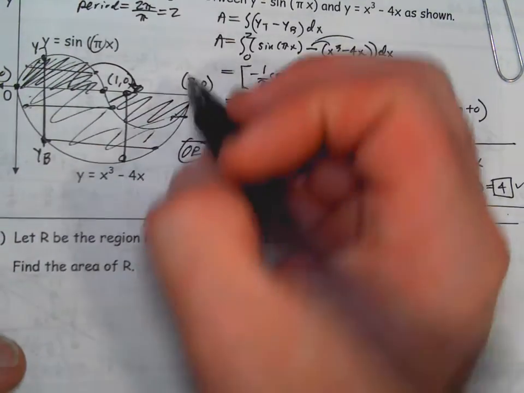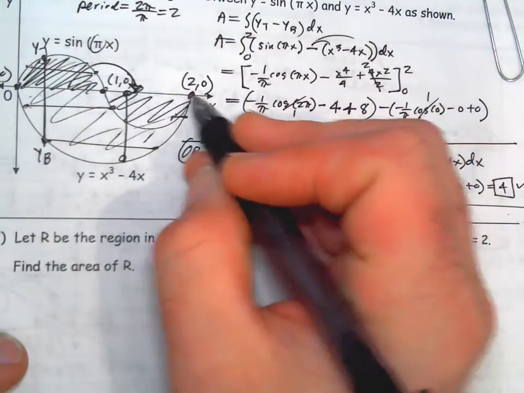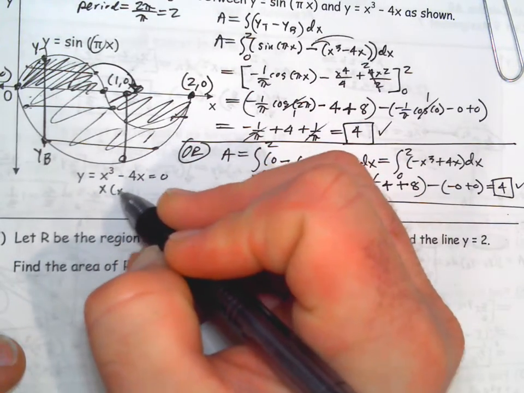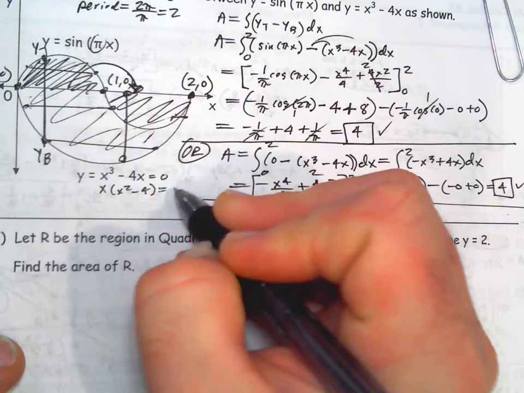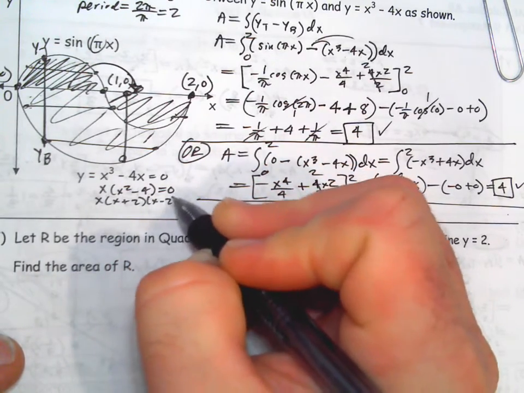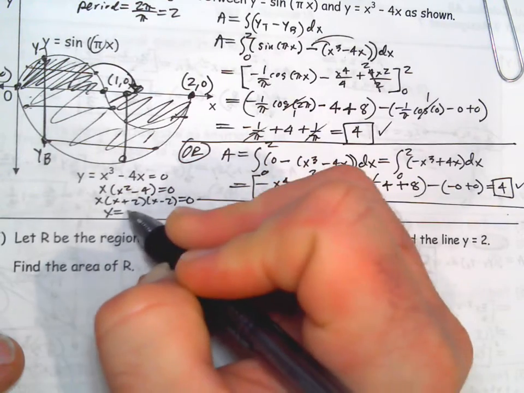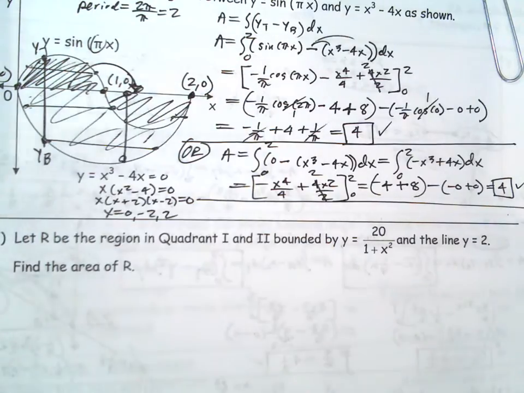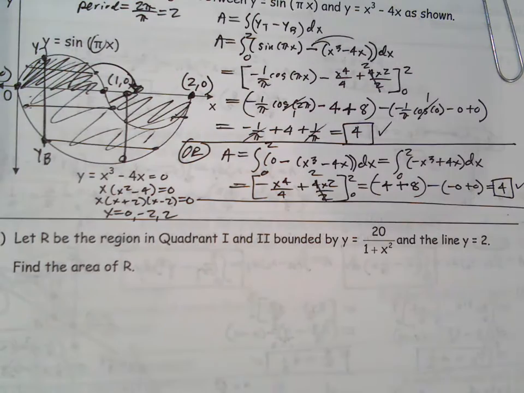I guess another way we could have found these points, these are obviously x-intercepts for this graph, is setting equal to 0 and solving. Just throwing another option out there. Now, the negative 2 would be way over here, but okay.